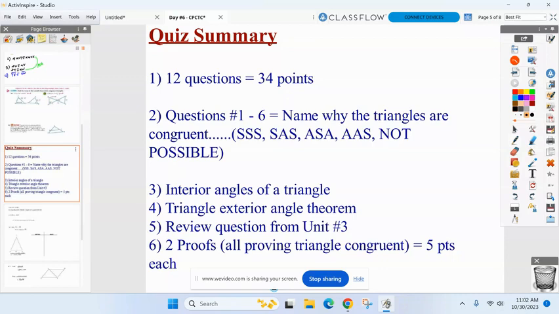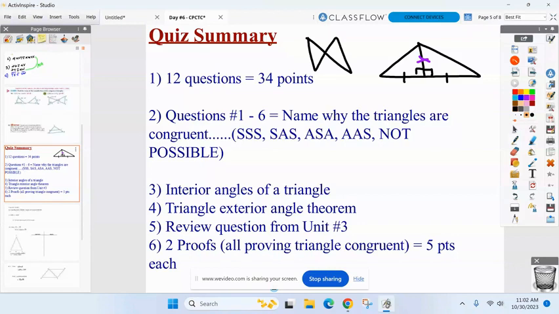A reminder, just so there's no confusion tomorrow. There are two things that I will never mark on the diagram, but you're expected to mark on your own. I will never mark a reflexive side. That's on you. And the other thing I will never mark is vertical angles. So please keep that in mind. That's on you guys. Good?